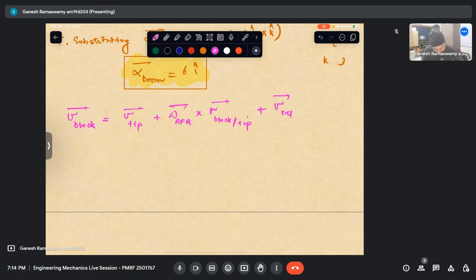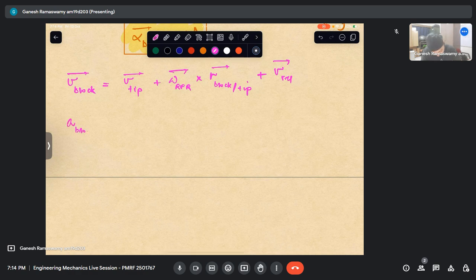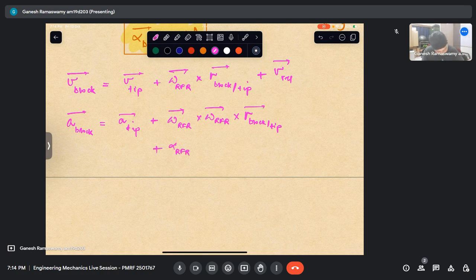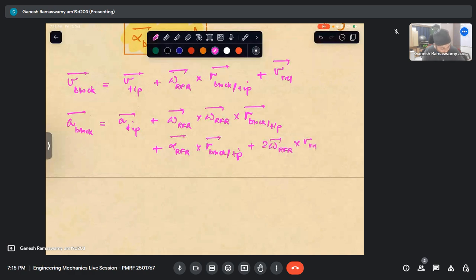Similarly, acceleration of the block is nothing but acceleration of the tip plus omega RFR plus 2 omega cross VREL plus AREL. So in this question, what all do we know?